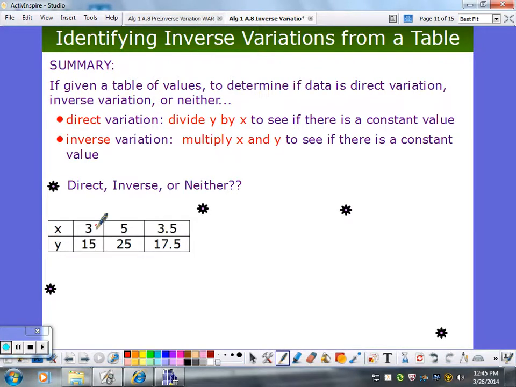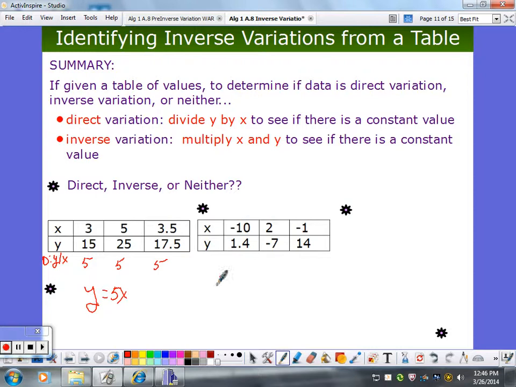So if I'm looking at this one here, direct, inverse, or neither, let's try direct first. So let's do y over x. 15 over 3. 25 over 5. And 17.5 over 3.5. So what is this? Direct. What's the equation? When you come back from lunch, figure out what this is. Neither.